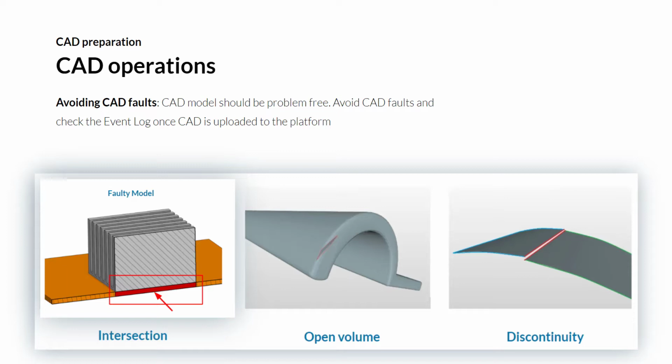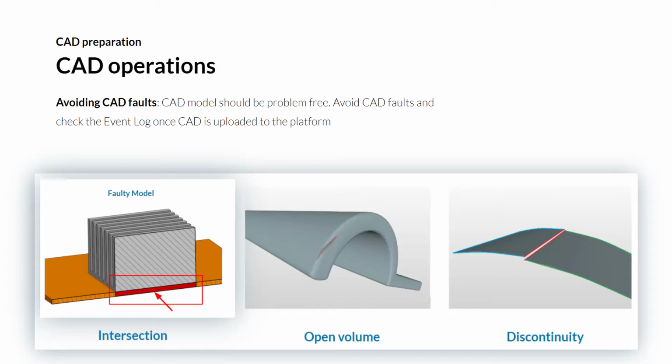Some of the basic CAD faults that we encounter are intersections, open volume, and discontinuity. By intersection, if a CAD model has multiple parts which are assembled together, we should make sure that there are no overlapping entities. And overlapping entities might end up in intersection and cannot be used for simulation.